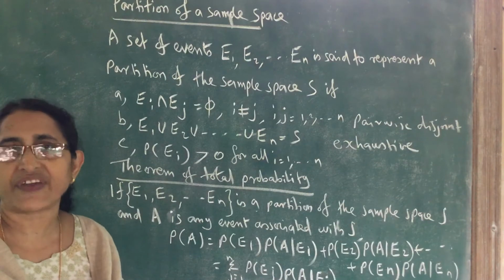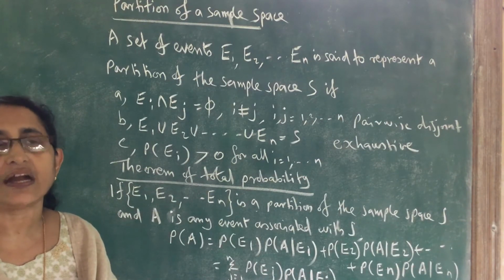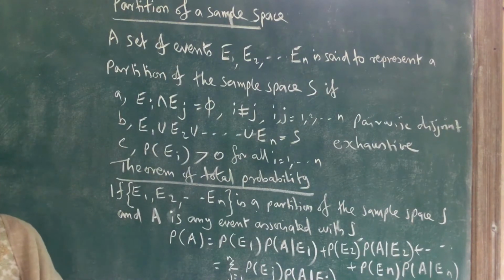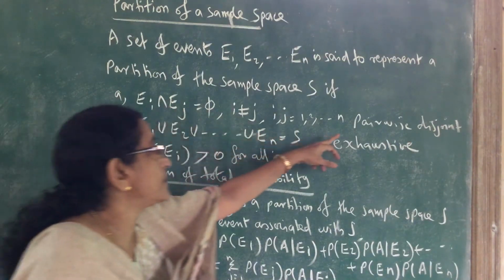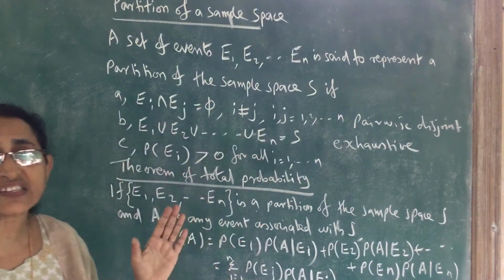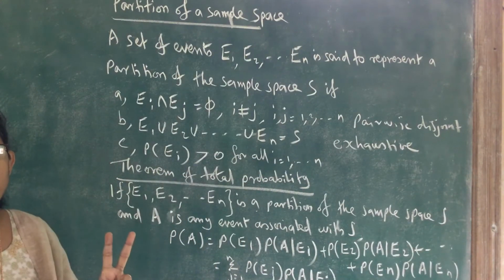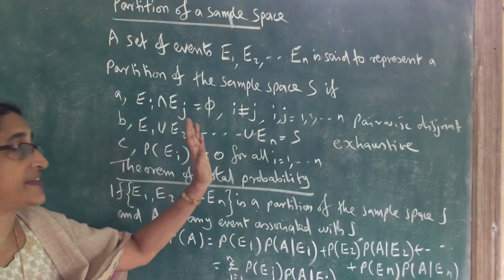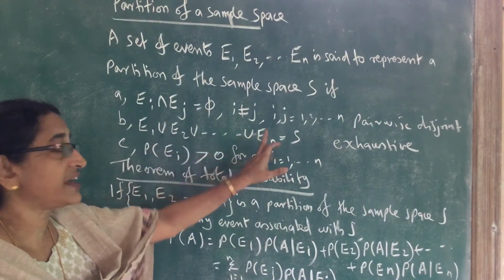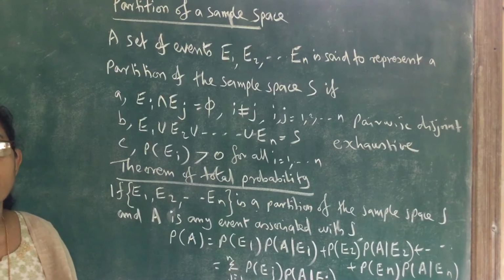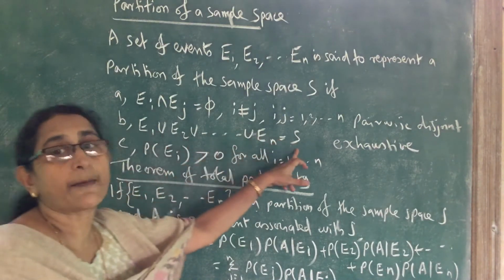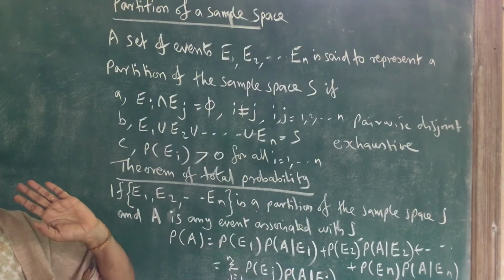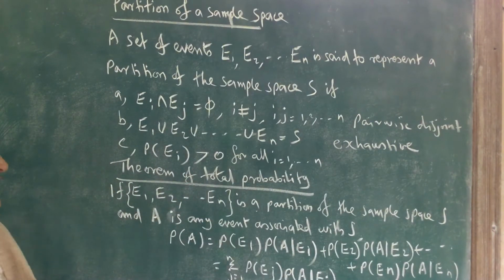So a set of events E1, E2, etc., En are called a partition of the sample space if they are pairwise disjoint. First condition, they are pairwise disjoint. That means if you take any two events, their intersection is null set. They have no common elements. Second, they are exhaustive events. Exhaustive events means their union equal to sample space. Third, they have non-zero probability. Probability should be greater than 0.